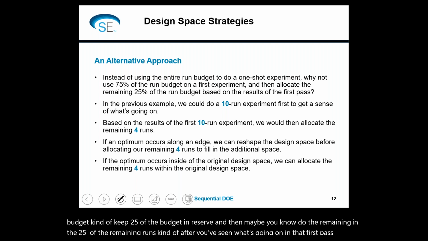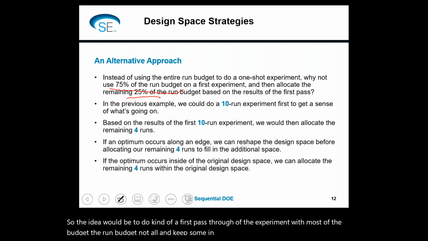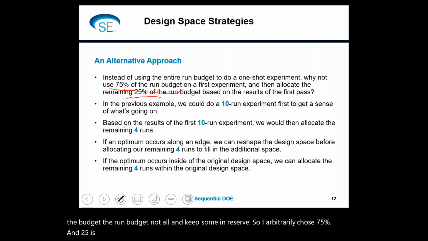So the idea would be to do a first pass through of the experiment with most of the run budget, not all, and keep some in reserve. I arbitrarily chose 75% and 25% as rules of thumb that have worked for me historically, but that's not always going to be true in every case.